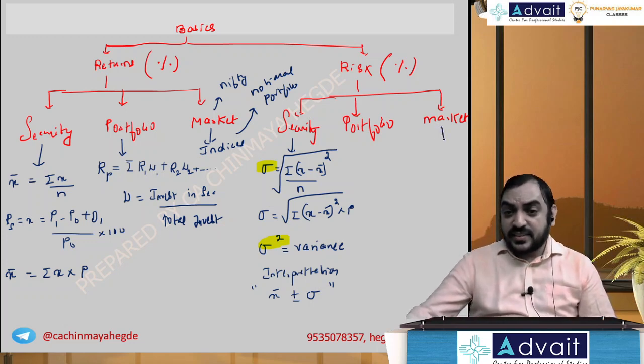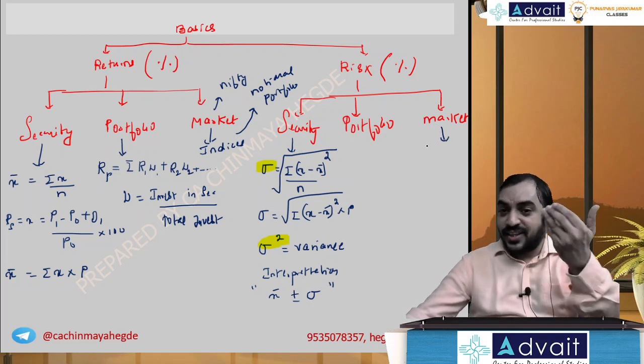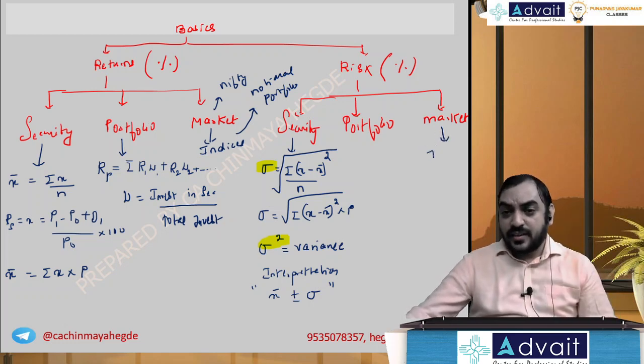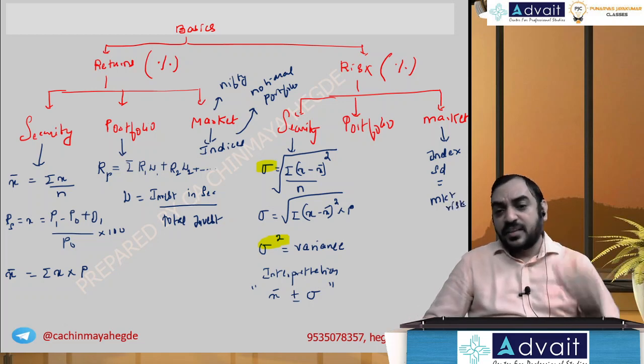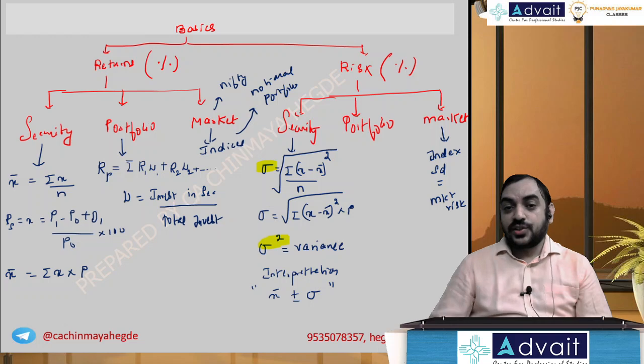Similarly, index risk, index standard deviation, is a market risk. So index standard deviation is market risk. Whenever I say market risk, it means index standard deviation.